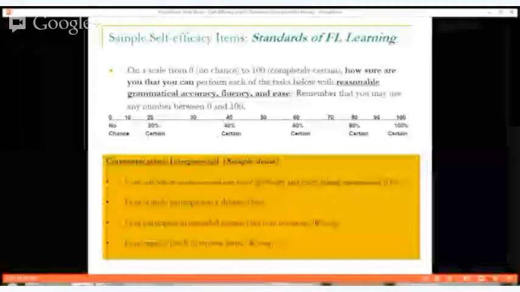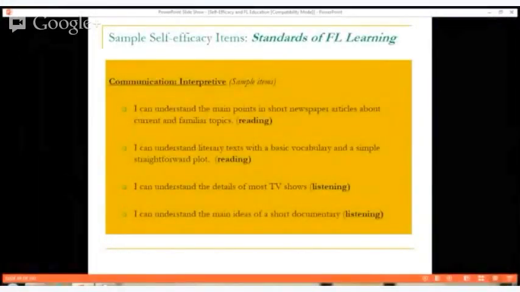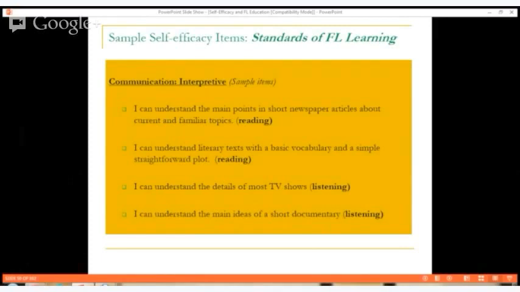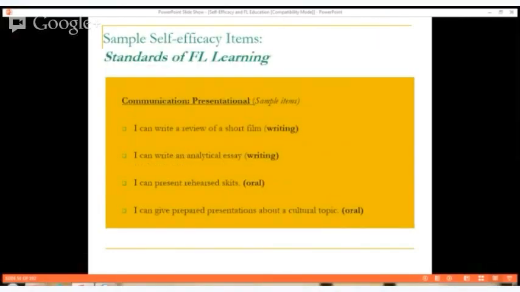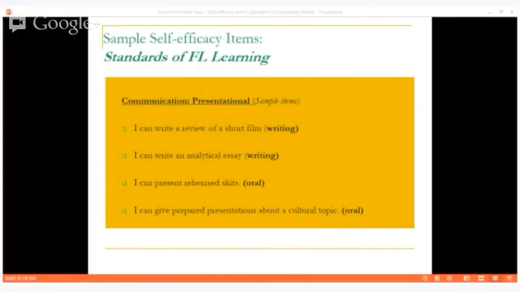You can see interpersonal needs in writing, in terms of participating in extended written chat conversations. Interpretive communication, same idea. I can understand literary text with a basic vocabulary and a simple, straightforward plot is one sample item. Or I can understand the details of most TV shows. I can understand the main ideas of a short documentary. So again, all of the tasks move from very simple to more complex. Presentational communication: I can write a review of a short film, or I can give a prepared presentation about a cultural topic.